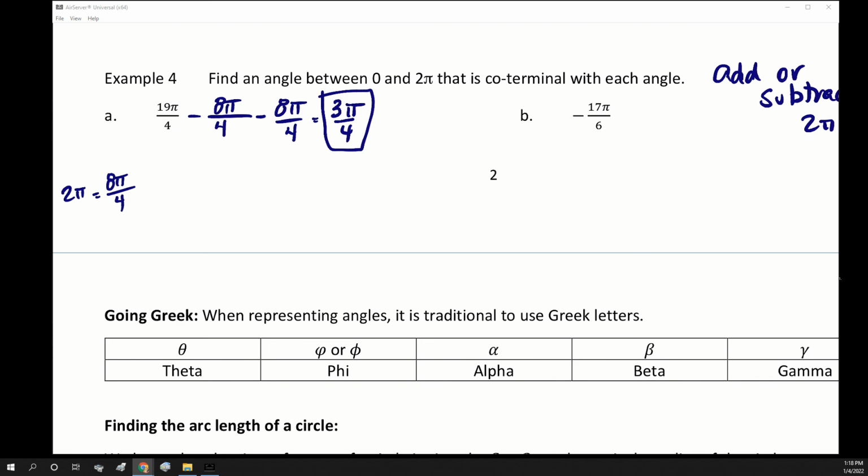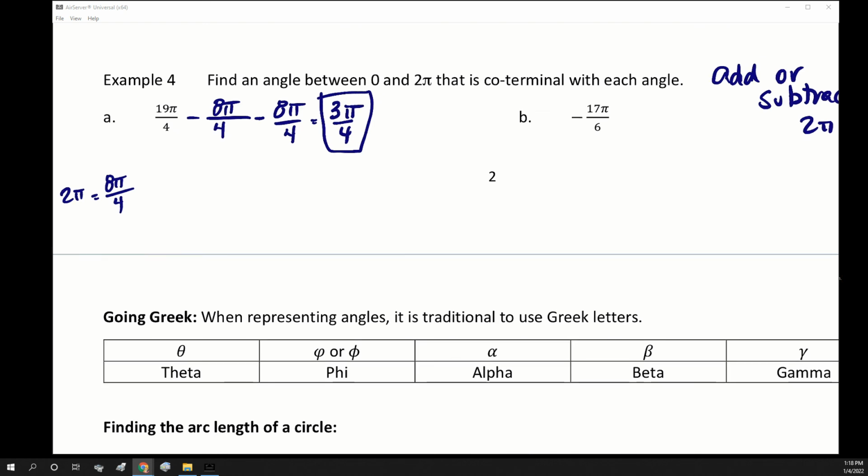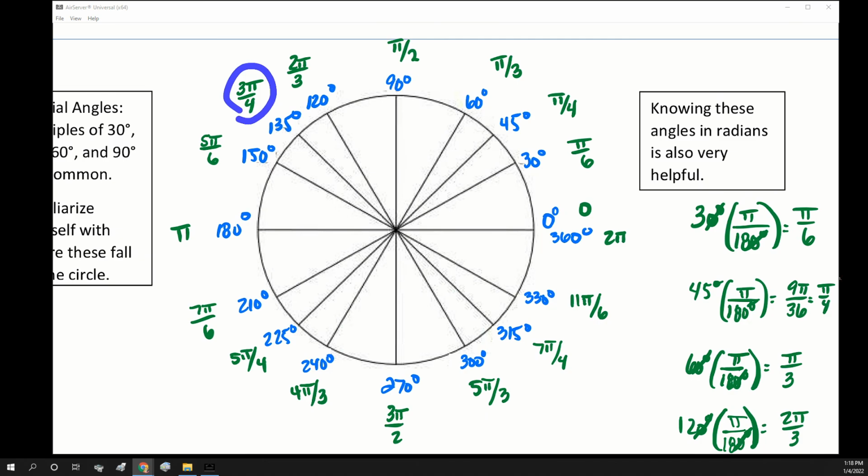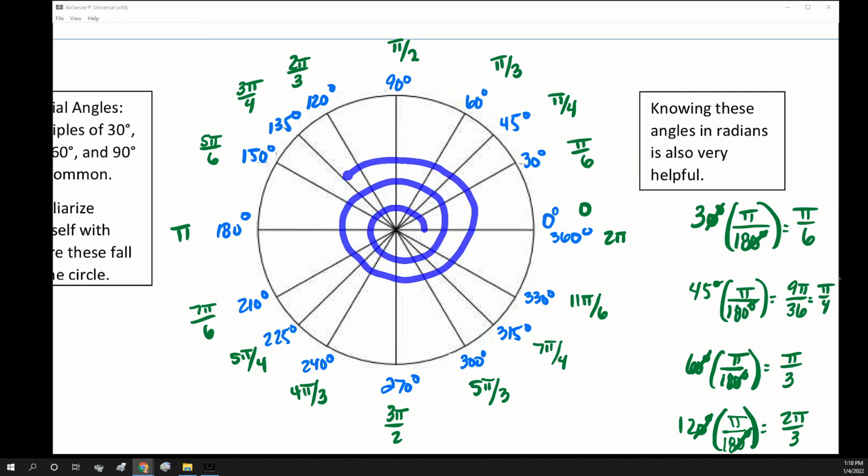Okay, so let me show you what's going on in this one. All right, so 3 pi over 4 is here. So 19 pi over 4, we're going to go around, and then stop. All right, so same initial and terminal sides, just different angles. Those are coterminal angles.